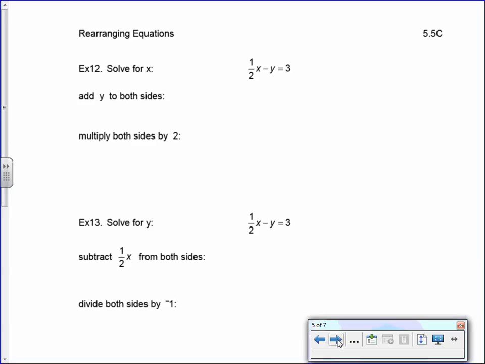So I've given you the steps. Go ahead and see if you can try to do the first step on this problem. Make sure you know what you're solving for.